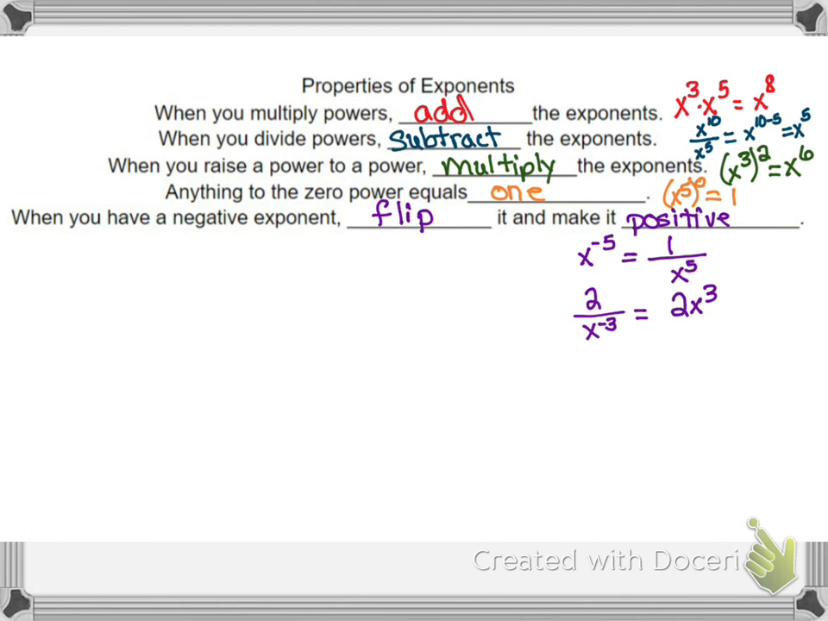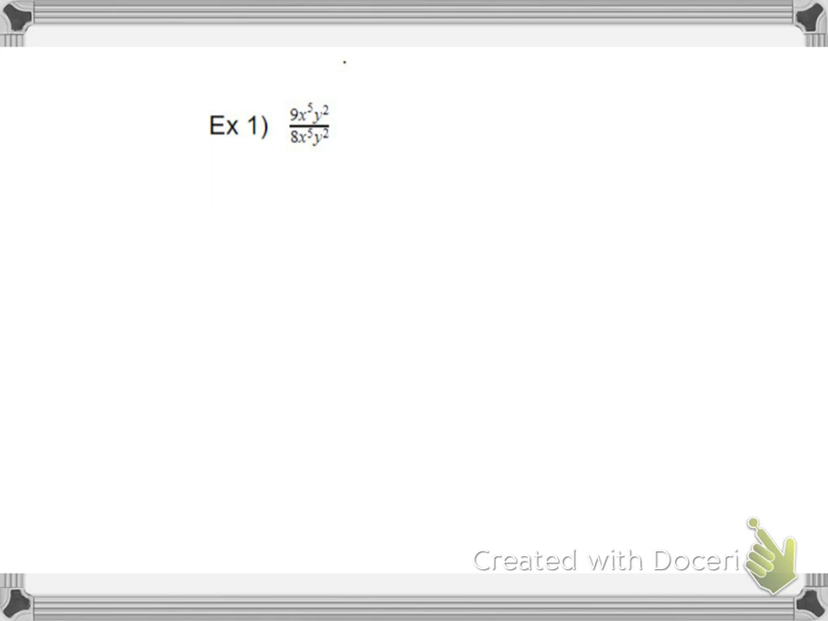Now let's move on to example 1. In example 1, we have 9x to the 5th y squared over 8x to the 5th y squared. So first of all, you have to deal with the coefficients. And you have 9/8. You can't do anything with that. 9 is not divisible by 8. It can't be simplified. So we're just going to leave that here as 9 over 8.